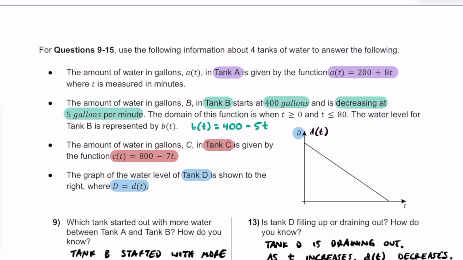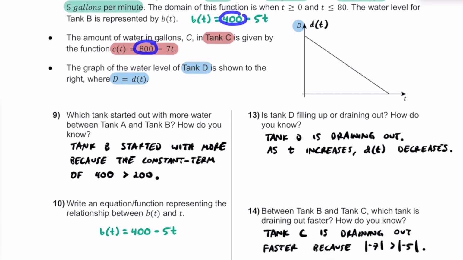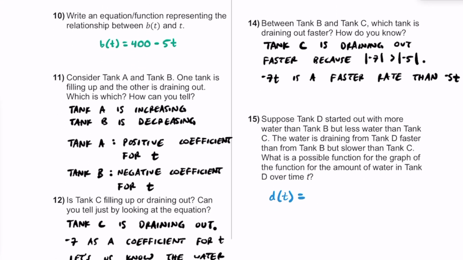So more than B, so B starts with 400, but it's got to be less than 800. So any starting amount between 400 and 800 is going to work. I'm going to start with 750. So I'm going to go ahead and write 750 here. I think that's perfectly fine as long as we're between 400 and 800.